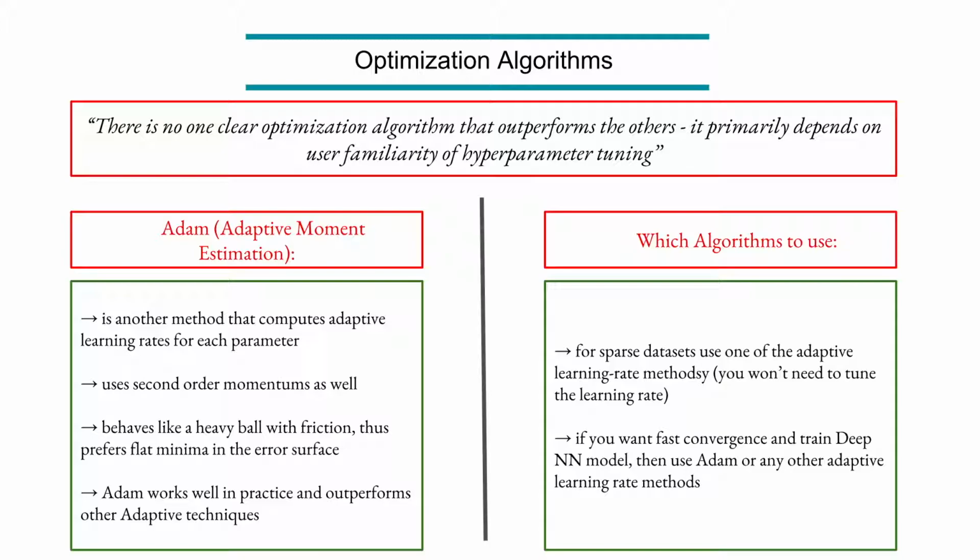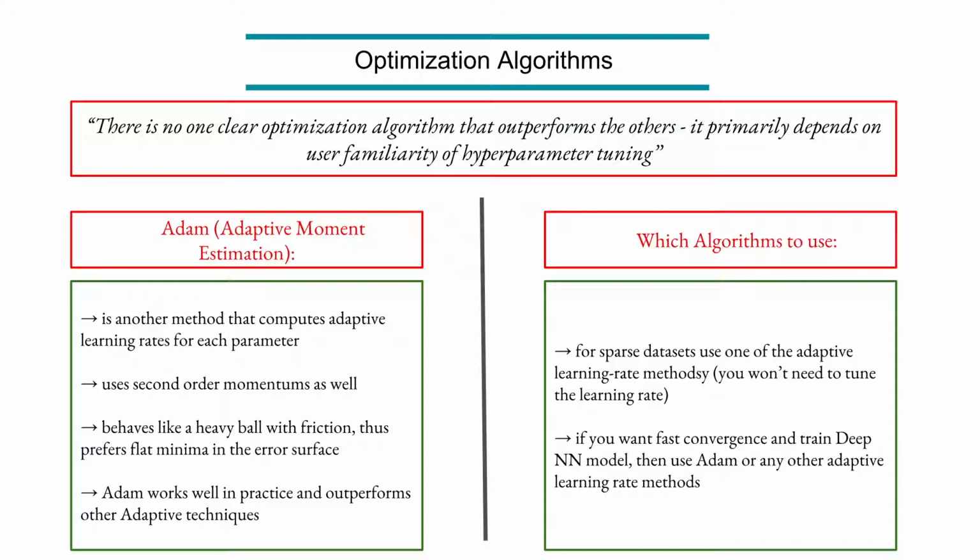And the last optimization algorithm we are going to mention today is ADAM. ADAM is adaptive moment estimation. It's a bit complicated, but in gradient descent we use the first order derivatives of the loss with respect to the weights, but ADAM uses the second moment as well. It behaves like a heavy ball with friction, so it prefers the flat minima in the error surface.